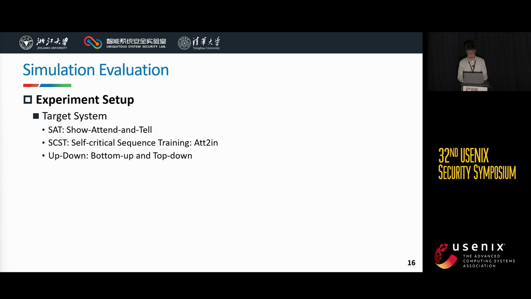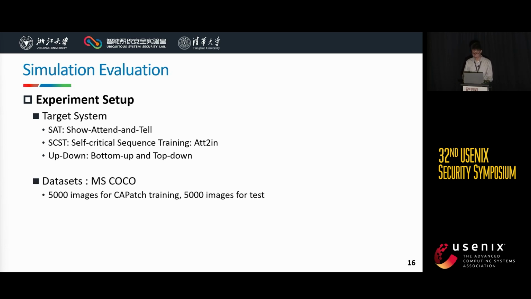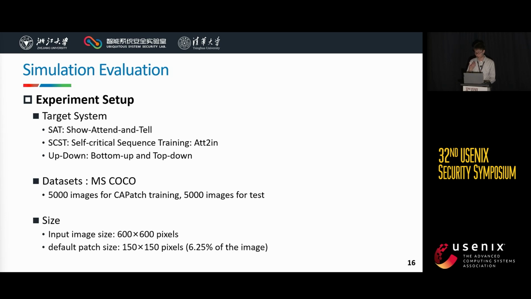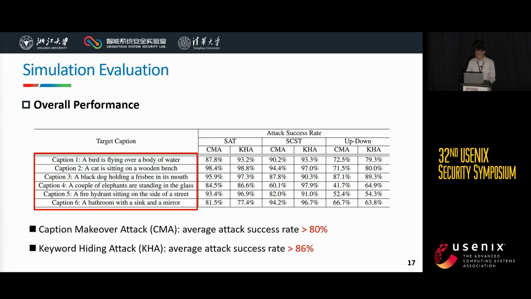Next, we evaluate CAPatch on 3 representative image captioning systems, including show, attend and tell, self-critical sequence training, and bottom-up and top-down. We use the Microsoft COCO dataset and use 5,000 images for CAPatch training and another 5,000 images for testing. Given the input image size is 600 by 600 pixels, the default patch size is 150 by 150 pixels, which occupies 6% of the image.